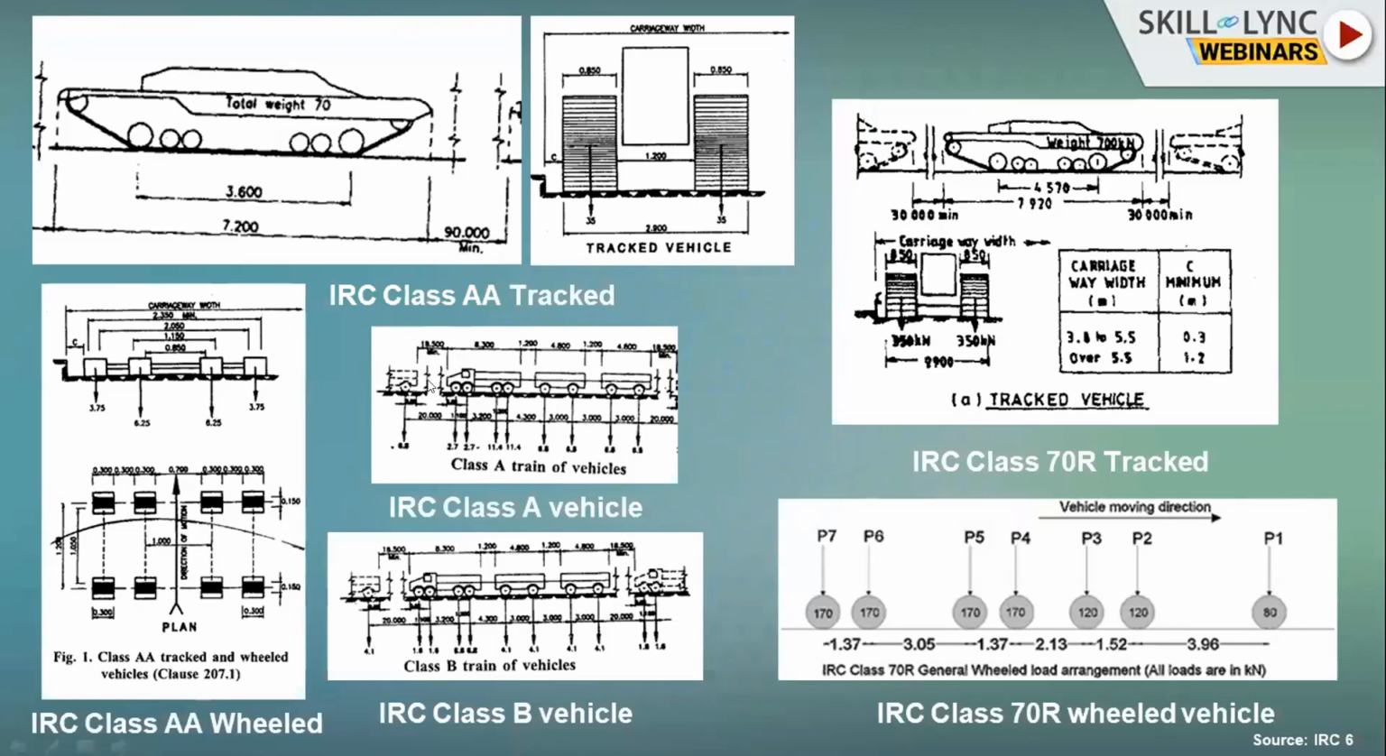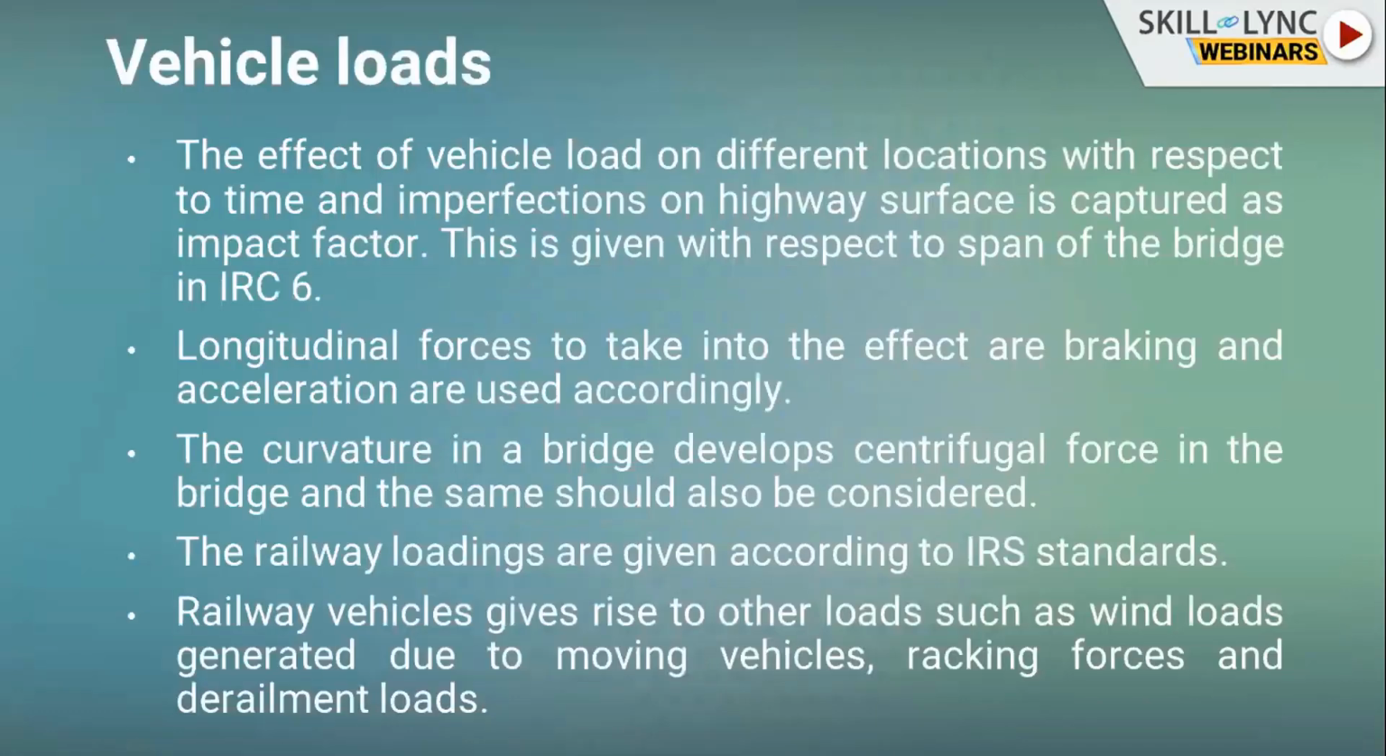And similarly, you can see class A and class B vehicles over here. They have a very similar load pattern, just that the magnitude is different for class A compared to class B. And as I have mentioned, class AA vehicle is 3.6 meter in width, while class 70R is somewhat longer, but it has the same magnitude of load. So the next thing is effect of vehicle load.